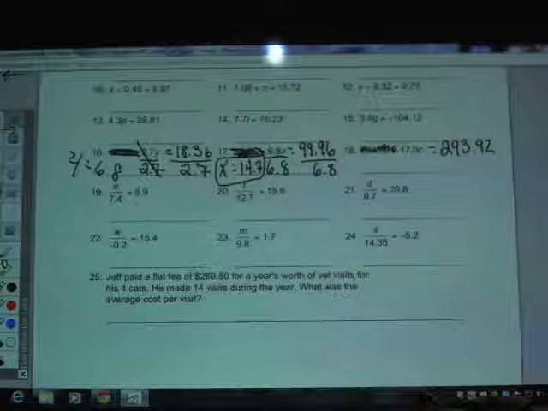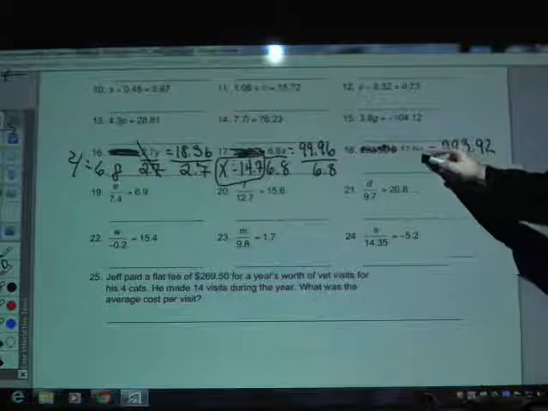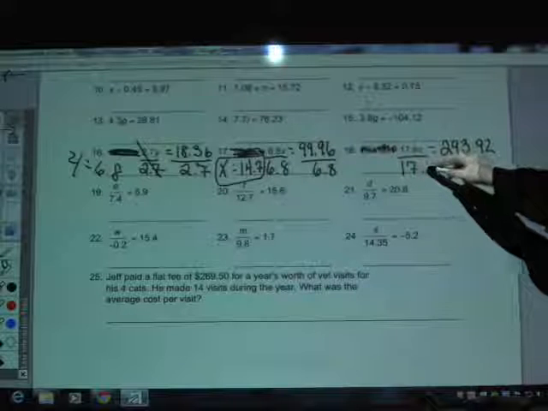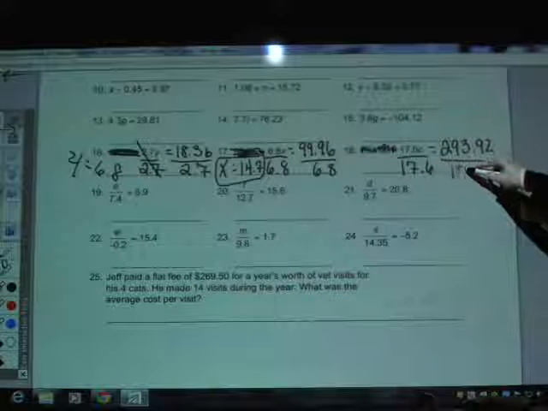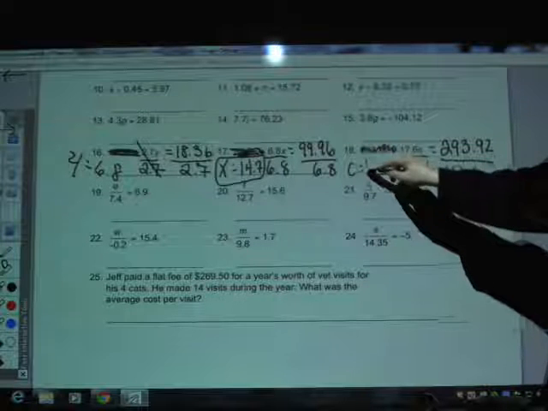Right now this says I'm multiplying by 17.6, so the opposite is going to be to divide by 17.6. And when I divide both sides by 17.6, that's how I'm going to get to my answer. And when I divide by 17.6, that solution is going to give me 16.7.